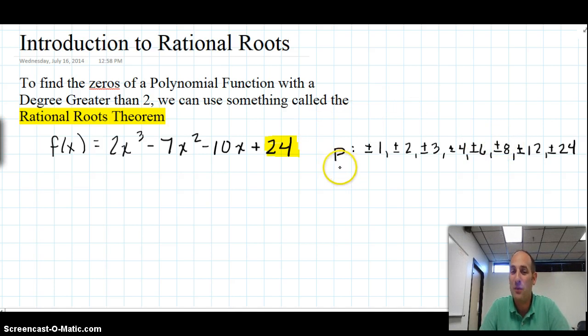For the next one, we're going to look at what we call Q. And remember I said that we're going to look at the leading coefficient. That's going to be a pretty important thing as well. The leading coefficient here is 2. And for Q, we're just going to write the factors of that leading coefficient. The only numbers that go into 2, since it's a prime number, are 1 and 2.